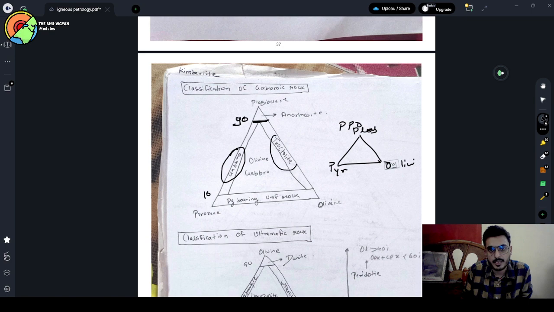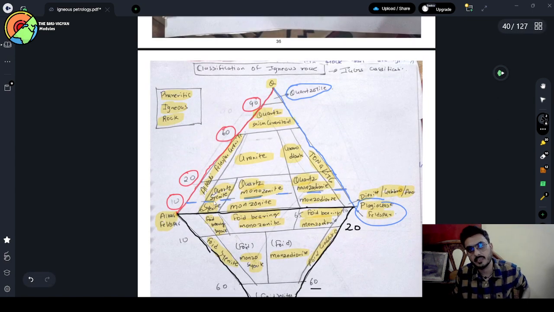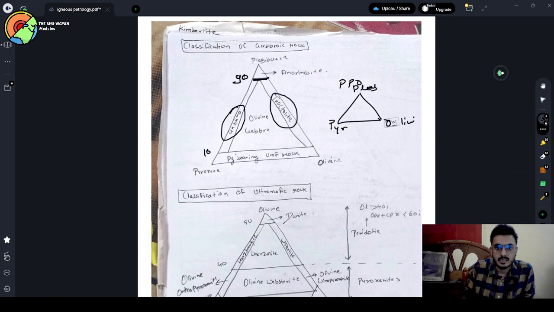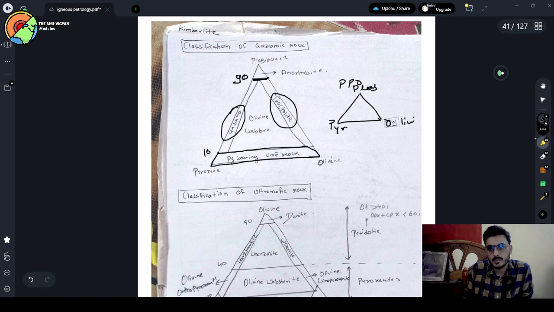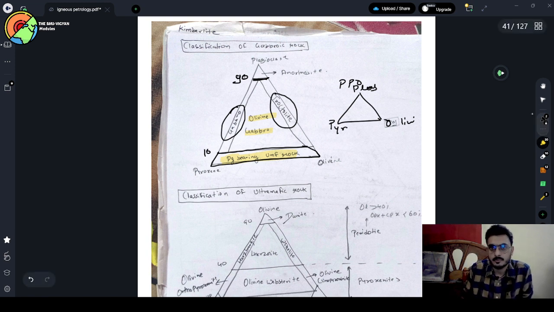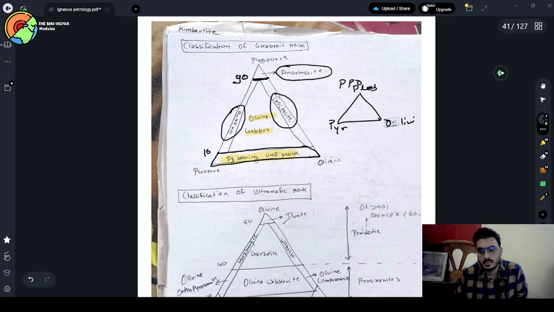Here we have troctolite. Don't get confused with tonalite. Tonalite is present here where it has quartz and plagioclase feldspar. And this zone is known as plagioclase bearing ultramafic rock, and in between you have olivine gabbro. And here when 90% of the plagioclase is present, it is known as anorthosite.